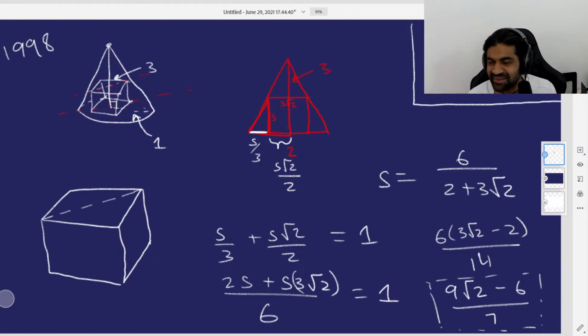Okay. So there it is. The answer is 9 root 2 minus 6 over 7. And like I said, I do believe, in my opinion personally, this is the easiest problem to have ever appeared on a Putnam exam. I did try to go through them all, but I may have missed something. So there you have it. Let me know if there are any questions about that, and I will move on to the next one.